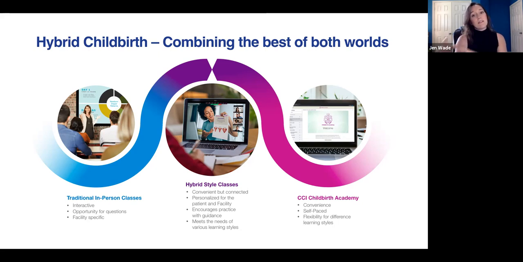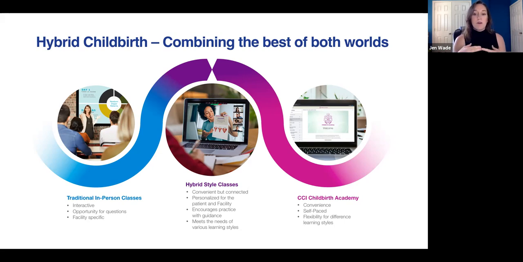So maybe you take a little bit of extra time and you go into detail on what does first stage look like and give some examples of some different labor patterns. You can go into detail on comfort measures, and you can practice them. You can have them get up and actually do it with your attention, with your guidance. Again, it brings in all the learning styles: audio, visual, tactile, hands-on, doing the practice.